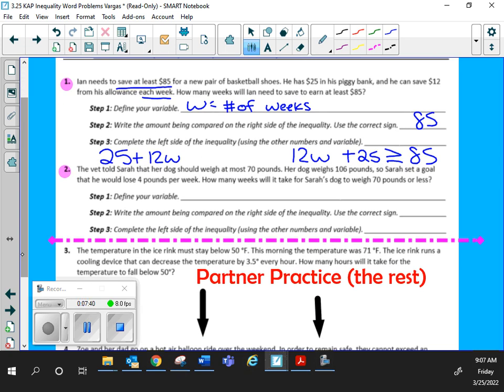Number 2, the vet told Sarah that her dog should weigh at most 70 pounds. Her dog weighs 106 pounds, so Sarah set a goal that he would lose 4 pounds per week. How many weeks will it take Sarah's dog to weigh 70 pounds or less? So again, what is our variable in this situation? What are we trying to find? The number of weeks. So again, we can use the same thing. W is number of weeks.